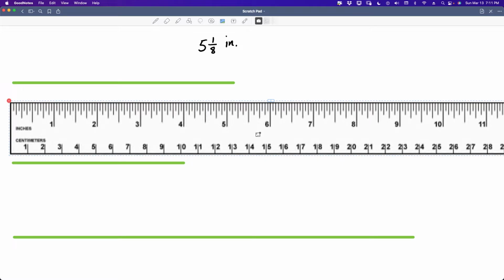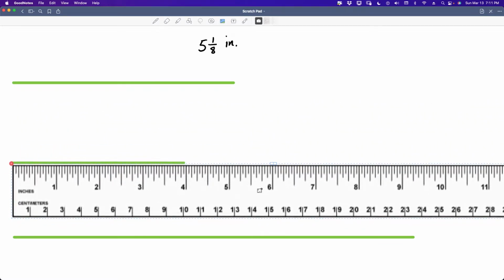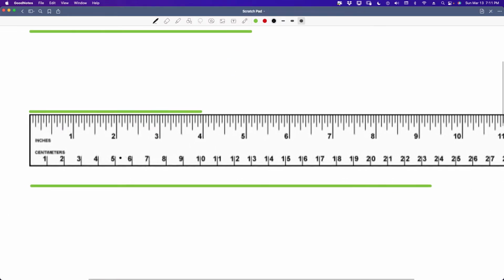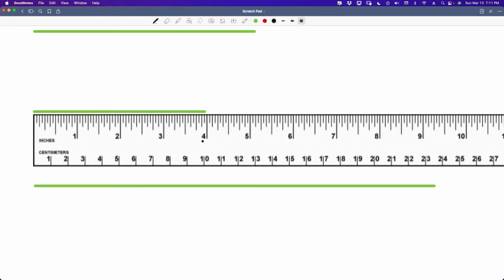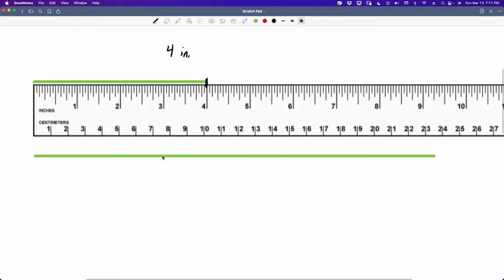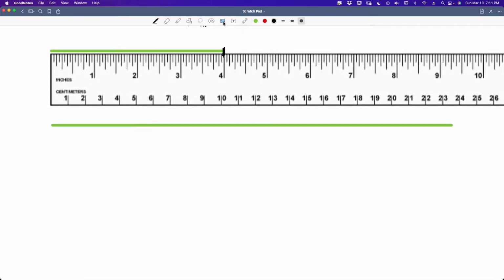So let's see how long this line is. If I put this at the end here, and I'm going to scroll up a bit. Let me go back to my pen. Let me scroll this up. Let's see. I have exactly 4 inches. This comes right to the end of the 4-inch line here. So that's a 4-inch line. That's pretty cool.